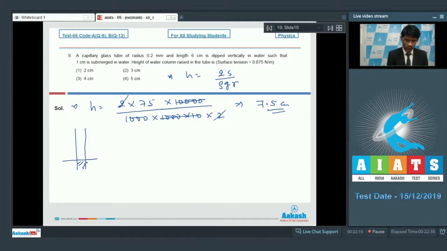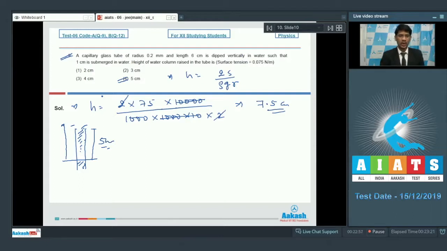The total length of the tube was 6 centimeter and 1 centimeter is actually dipped into the water. So from here it should have been 7.5 centimeter, but the actual length of the tube from this level is actually 5 centimeter only. So definitely the water will not pour out from this region, or the water will adjust itself in such a way that the total length of the tube will be filled up with the water. So I would say option 4, 5 centimeter is the correct answer up to which the water level will rise in the tube.